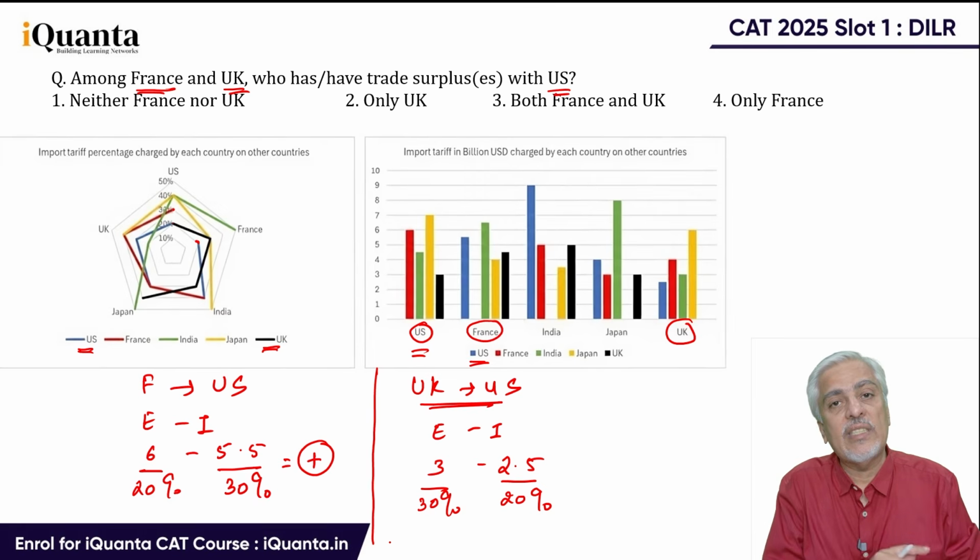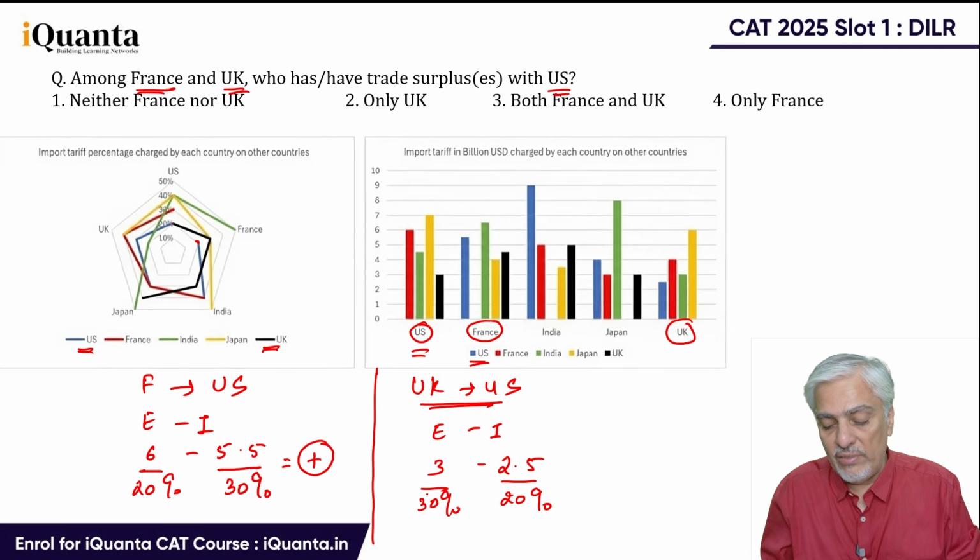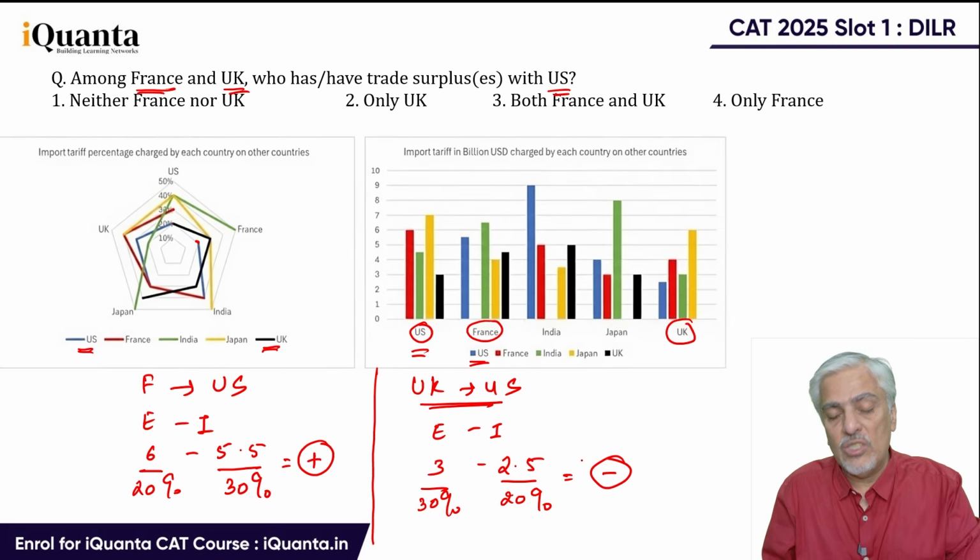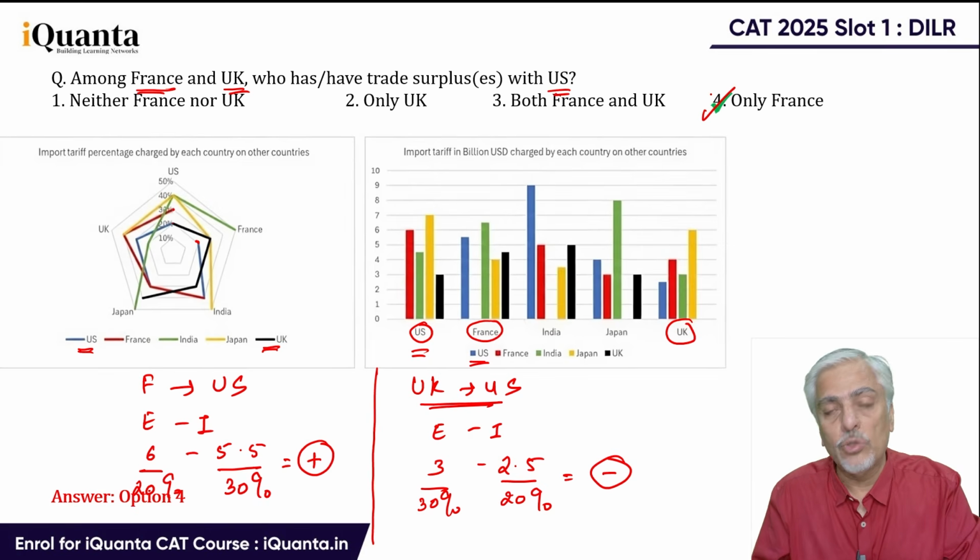Again, same logic which I just applied. If I remove the percentage and the 0, 3 divided by 3 will become 1, and 2.5 divided by 2 will become 1.25. So this will be a negative value. That means France has a trade surplus and UK has a trade deficit with US. So the answer will be only France, which is the fourth option.